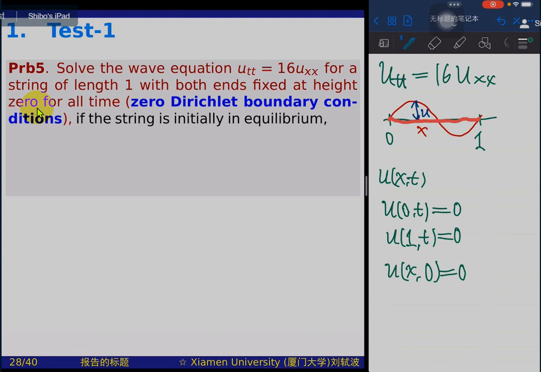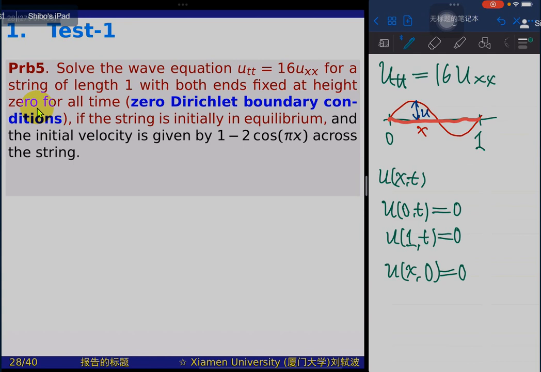But we know for the wave equation, for the initial condition, you not only need the initial displacement or initial position. In our case, the initial position is 0. Not only do you need the initial displacement, you also need the initial velocity. So the problem says that the initial velocity is given by 1 minus 2 cosine pi x.